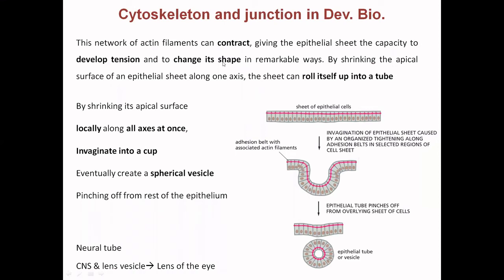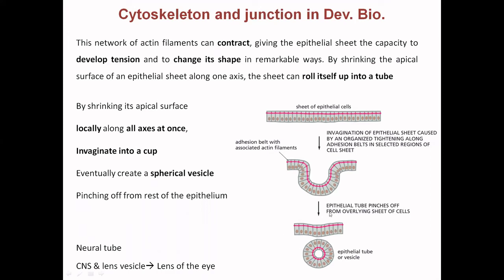So this network of actin filament can contract, giving the epithelial sheet the capacity to develop tension to change its shape in remarkable ways. By shrinking the apical surface of an epithelial sheet along one axis, the sheet can roll itself into a tube. By shrinking the apical surface along all axes, it invaginates into a cup, eventually creating a spherical vacuole that is pinching off from the rest of the epithelium.